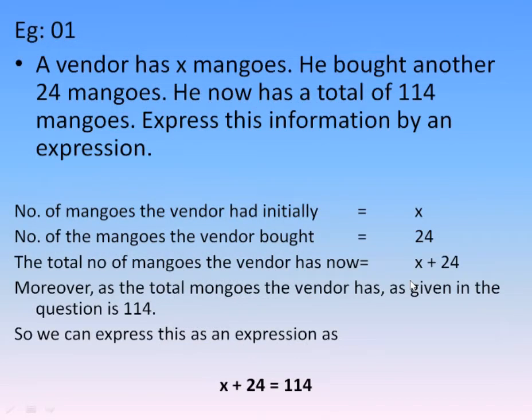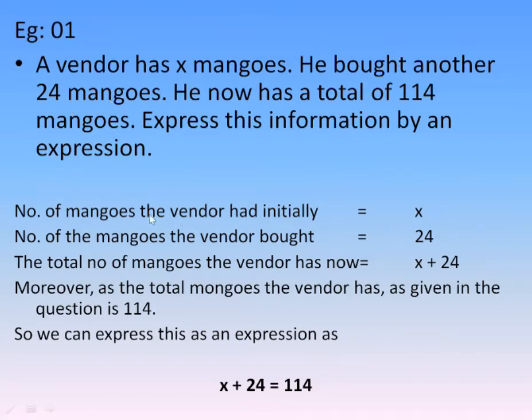Let's look at an example now. A vendor has X mangoes. He bought another 24 mangoes. Now he has a total of 114 mangoes. Now we are going to show this information in an expression. The vendor has X mangoes, so initially he has X mangoes. He is buying another 24 mangoes.